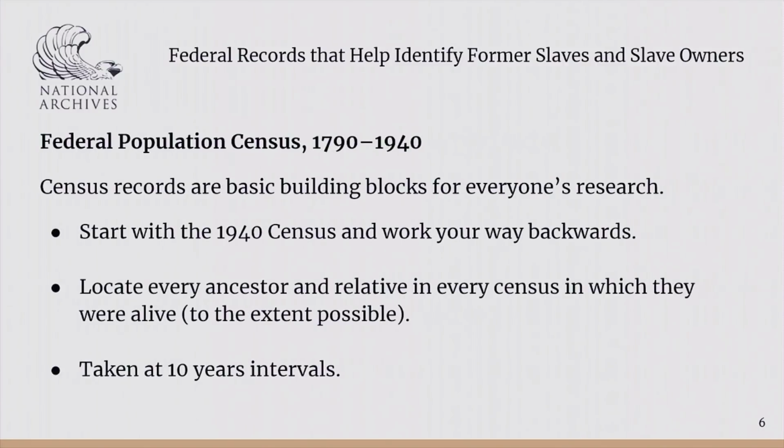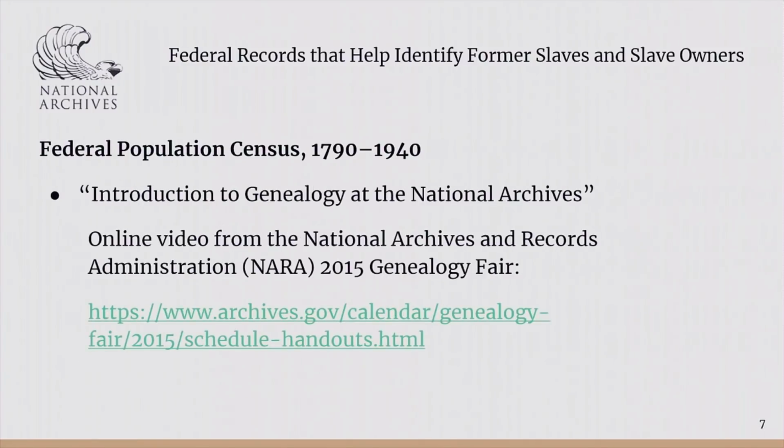I'm going to start with the federal population census for 1790 to 1940. Census records are basic building blocks for everyone's research, regardless of race or ethnic background. Start with the 1940 census and work your way backwards. Locate every ancestor and relative in every census in which they were alive to the extent possible. Because the census is taken at 10-year intervals, it gives you the basic outline of a timeline of the ancestor's life. And so that will be helpful in filling out other spots in that ancestor's timeline.